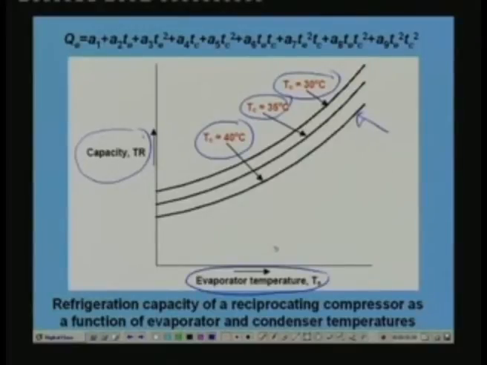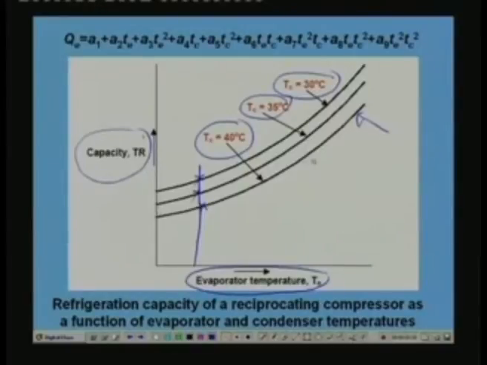That means for an actual component, the trends will remain more or less the same as that of a theoretical analysis, but the values will be slightly different. You can also see here that at a given evaporator temperature, as the condenser temperature reduces, the capacity increases. These aspects we have already discussed while discussing the reciprocating compressor.